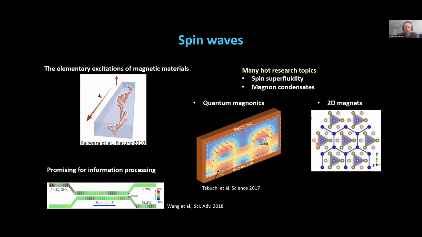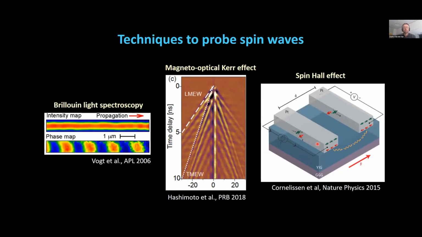So what kind of techniques exist to probe spin waves? There are quite a few, but I just list some prominent examples here. On the left, you see two optical techniques. One is Brillouin light spectroscopy. It works by detecting the frequency shift of reflected light from a magnetic material. And you can study both the intensity and the phase of the spin waves by monitoring this light signal.